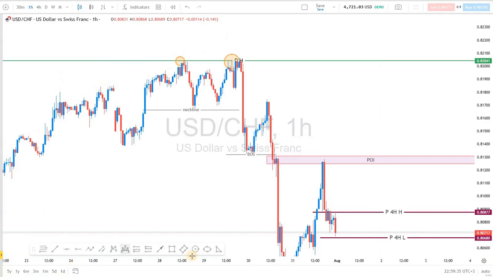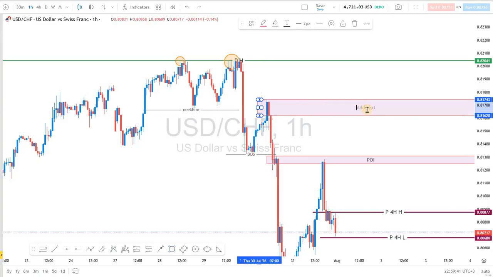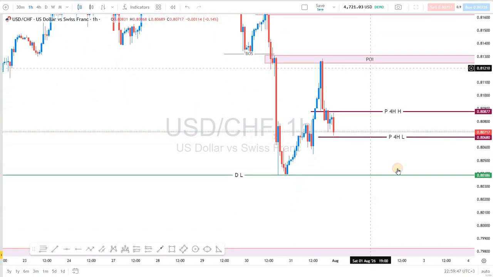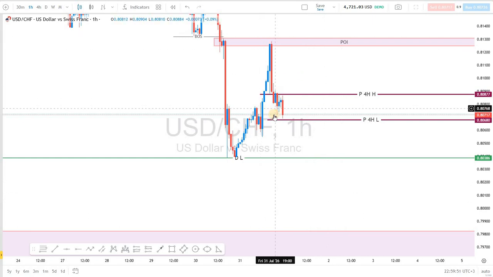This is our supply area, our supply zone. This is our supply. Okay, so once we have marked that, you can see that the market is still pushing down. The market also closed with a bearish engulfing.